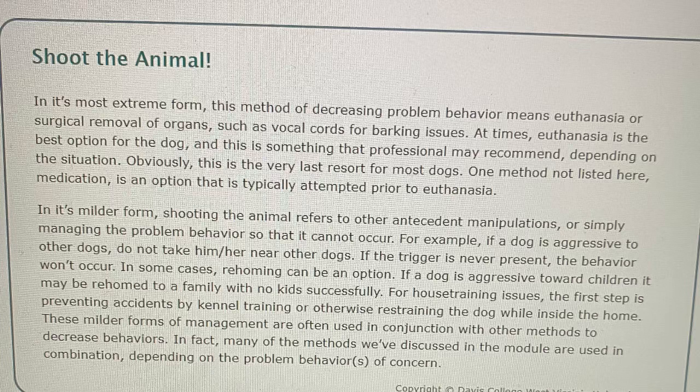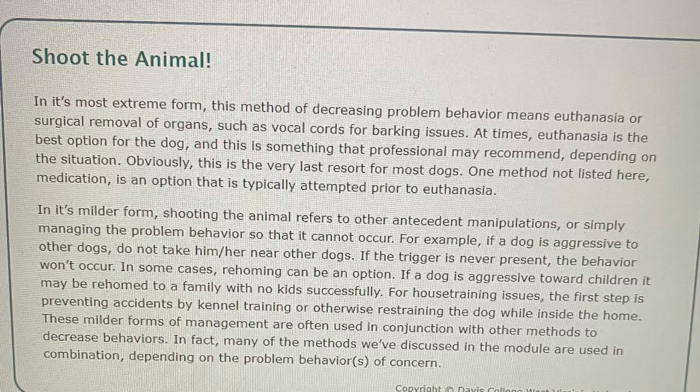In its milder form, shooting the animal refers to other antecedent manipulations or simply managing the problem behavior so that it cannot occur. For example, if a dog is aggressive to other dogs, do not take him or her near the other dogs. If the trigger is never present, the behavior won't occur. In some cases, rehoming can be an option. If a dog is aggressive towards children, it may be rehomed to a family with no kids successfully.